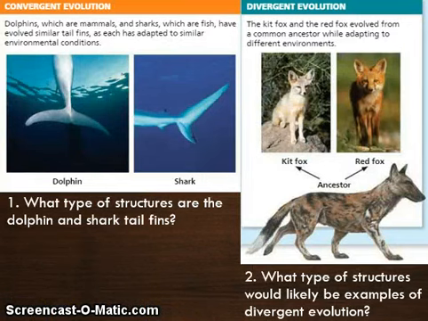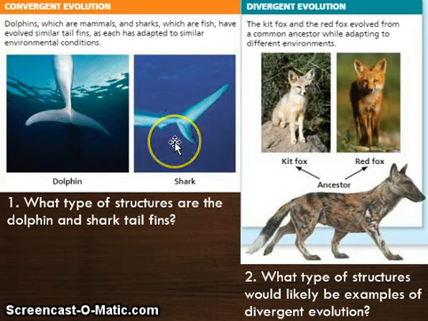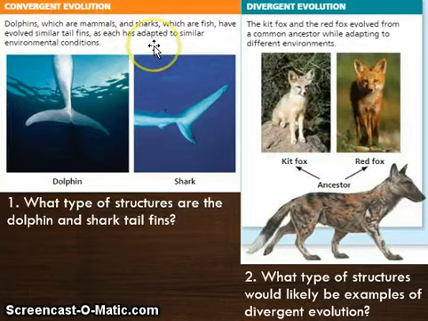All right, let's test your skills in understanding the difference between convergent and divergent evolution. So this first one right here, we're looking at a dolphin and a shark. It says both of these are mammals. Dolphins are mammals and sharks are fish, and they've evolved similar tail fins as each has adapted to similar environmental conditions. So the question is, what type of structures are the dolphin and shark tail fins? Are they homologous or are they analogous?